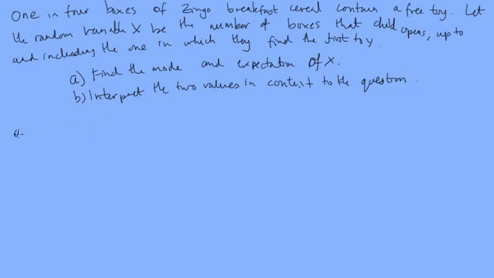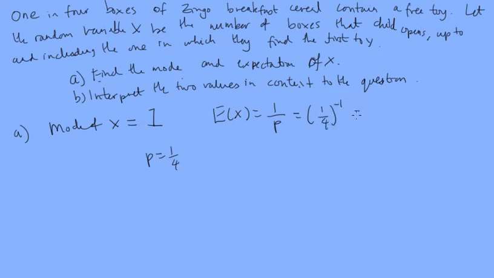So, firstly, part (a). Now, it says find the mode. If you see something like that, it makes you think you have to do something. You don't. We know the mode of X is 1, which is true for all geometric distributions. The expectation of X is 1 over p. Now p, the probability of success, is 1 in 4, so it's going to be 1 in 4 and the inverse of it. So the expectation is 4.